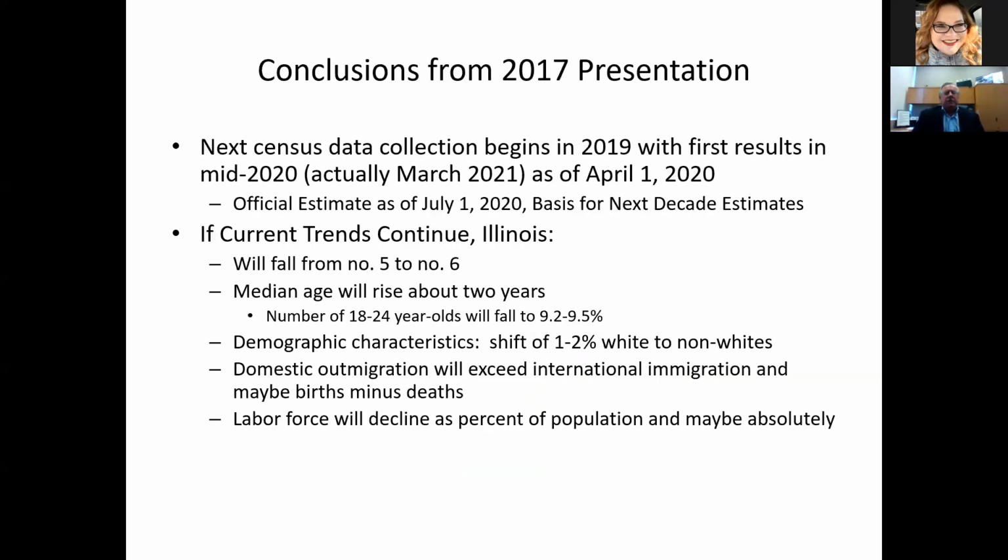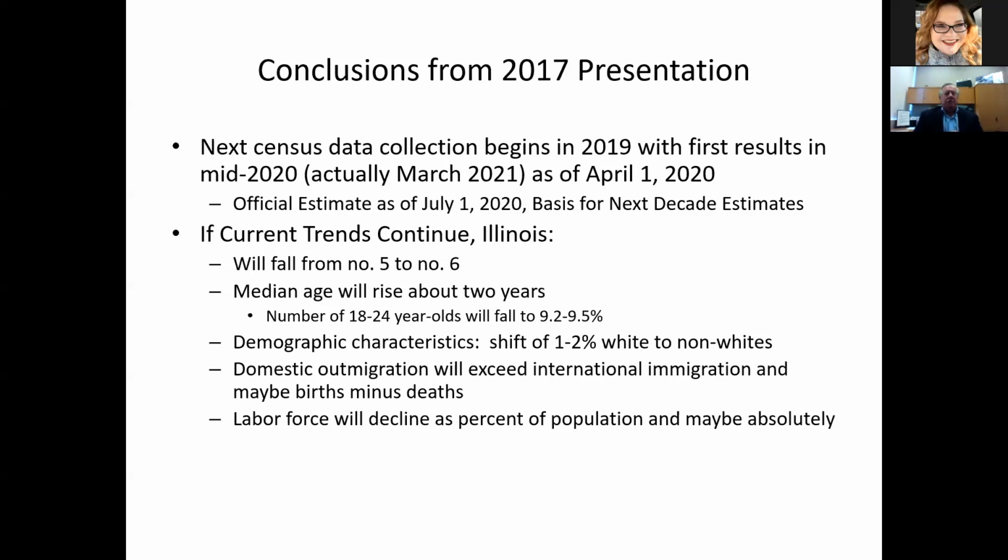In April 2017, I made a presentation to this group on a similar topic, that is the changes in demographics since the 2010 census to roughly 2015-16. The conclusions that I had at that point and the comments that I had at that point were that the next data collection would begin in 2019 with the first census reports for 2020 released in mid-2020. Actually, they will be released now in March of 2021 due to changes in the calendar by the Bureau of the Census due to a number of factors.